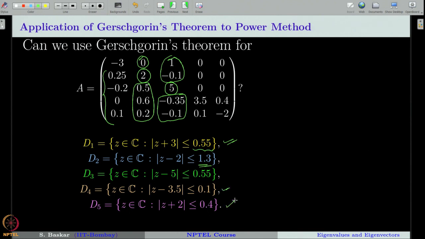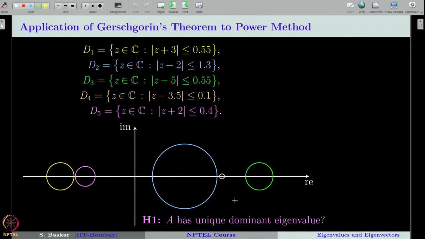Let us see how they look in the complex plane. You can see now that all the disks for A transpose are disjoint. Therefore, you can have the hypothesis of the power method verified from the Gerschgorin theorem applied to A transpose. You can in fact shift these two disks to the positive side and see whether they are intersecting the disk from where you get the dominant eigenvalue. Note that the dominant eigenvalue is coming from this disk, right? Let us see how they look.